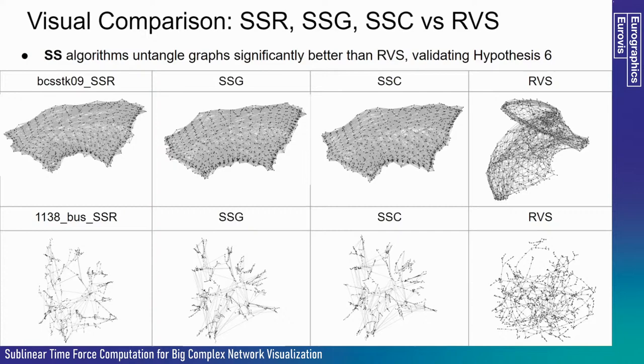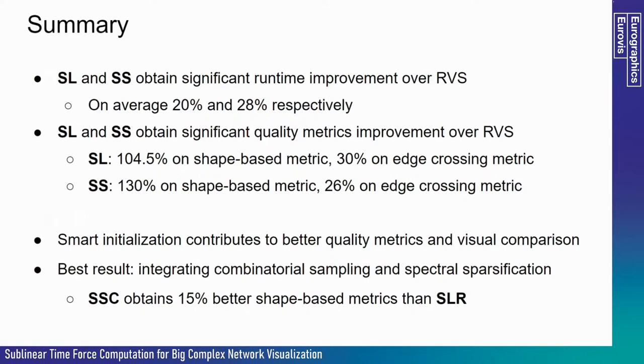In summary, we've seen that SL and SS obtain significant runtime improvement over RVS, averaged over all different variations, about 20% and 28% improvement respectively. And SL and SS also obtain significant quality metric improvements over RVS on both shape-based metrics and edge-crossing metrics. The smart initialization contributes to the better quality metrics and visual comparisons of our algorithms.